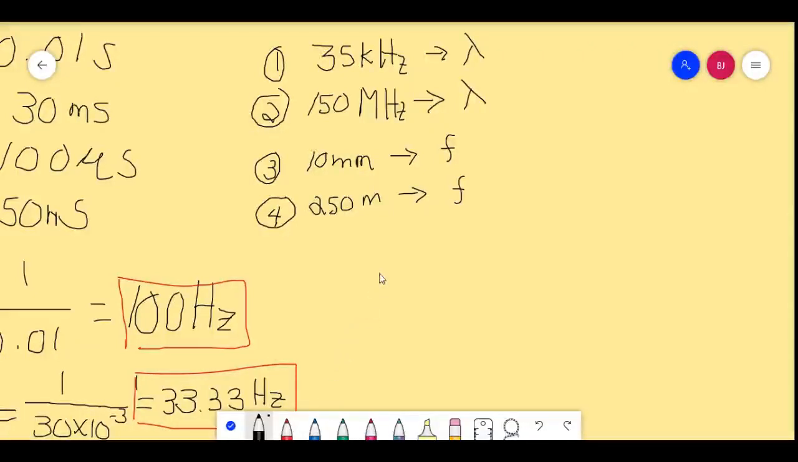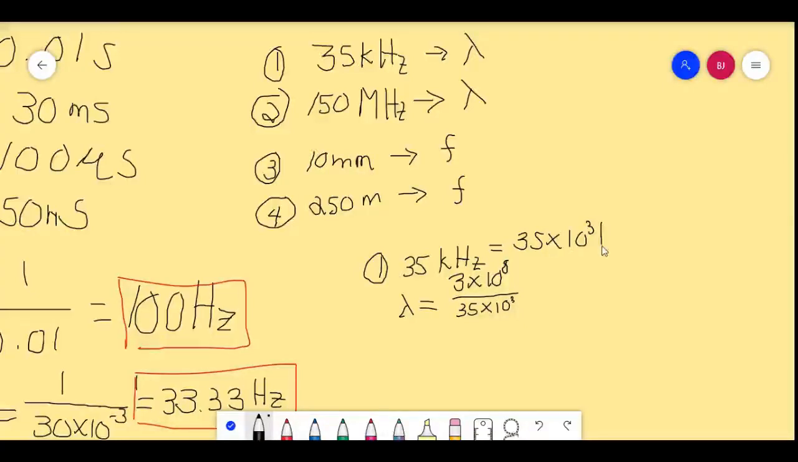So for number 1, we have 35 kilohertz, and we are to get the wavelength. So wavelength from the formula is equal to c, the speed of light. Let's write that as 3 times 10 to the 8. Let's not put the unit anymore. You just have to remember that this is speed, so it is meters per second. And then let's write the given, which is 35 kilohertz here. Now kilo is times 10 to the 3. Okay. Remember that this is 35 times 10 to the 3 hertz. Okay.